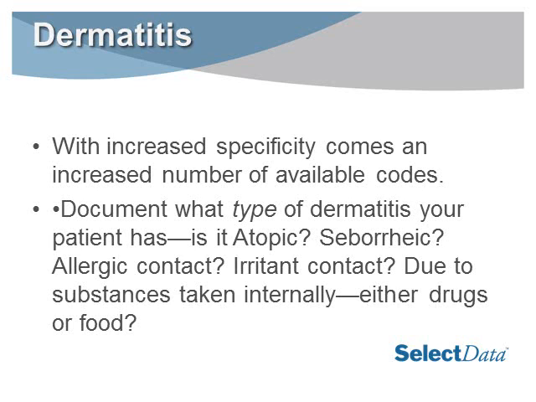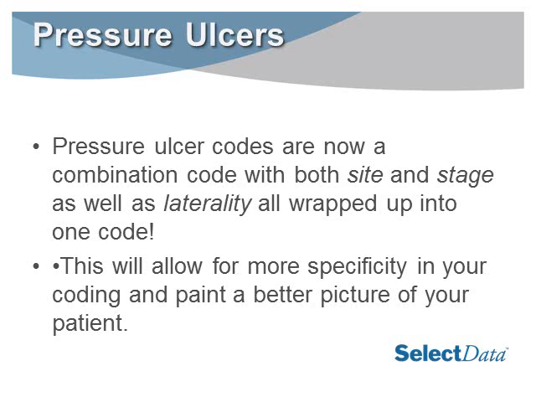There are combination codes. If your patient has a reaction due to a specific drug, you need to identify that drug. For pressure ulcers, this is really a great addition for home health because pressure ulcer codes are now a combination code with site, stage, and laterality all wrapped up into one code. This allows greater specificity in coding and paints a much better picture of your patient and the care you're providing. That's good to see, and that kind of supports what CMS is stating, as eventually the coding will be seen as the table of contents of... Absolutely.